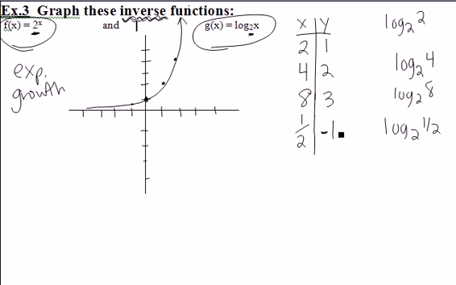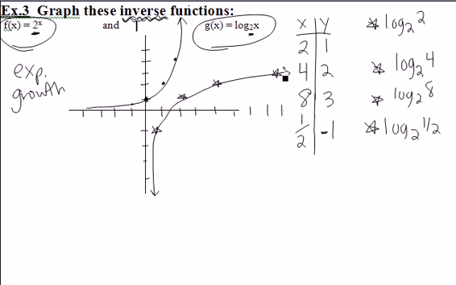So let's plot these points and see what we get. I'm going to make these stars in my graph, because the log is the star of the day. So 2, 1 is my first point. 4, 2. 8, 3. Interesting. 1/2, negative 1. So if I connect these stars, I'm going to see an inverse graph.